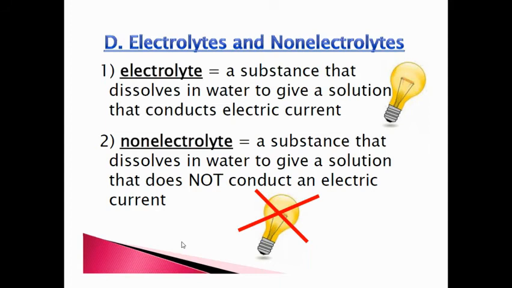Okay, so to review, an electrolyte is a substance that dissolves in water to give a solution that conducts electric current. In other words, it makes ions. A non-electrolyte is a substance that dissolves in water, like sugar, to give a solution that does not conduct an electric current. It does not dissociate. It might disperse because it's covalent, or it might just be an ionic compound that doesn't dissolve. So you don't have enough ions in there for there to be a movement of electrons.